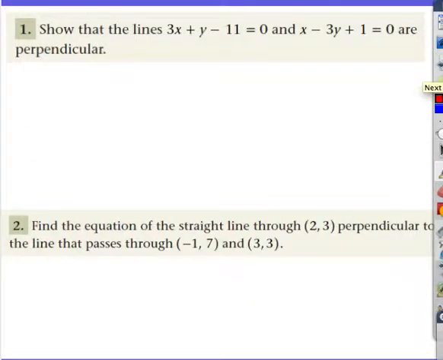Alright, next question. So similar thing but with perpendicular lines now. So this next question we have to show that these two lines are perpendicular.